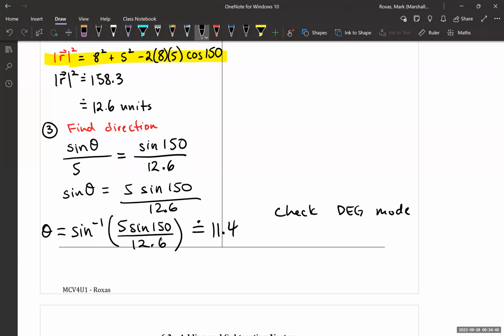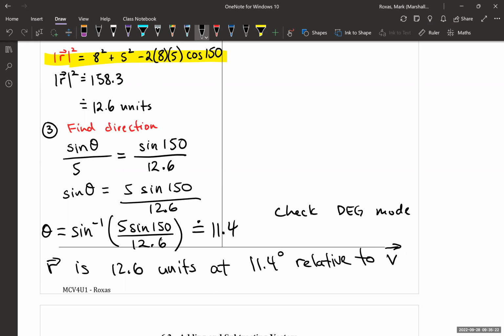Check that you're doing 5 times sine 150, then enter, then divide by 12.6. Okay, some calculators, if you do it all in one line, are going to do 150 divided by 12.6, then take the sine of that, then multiply by 5, and you'll get an entirely different answer. So be careful. And then finally, the concluding statement. Vector R, or the resultant, is 12.6 units at 11.4 degrees relative to vector V.